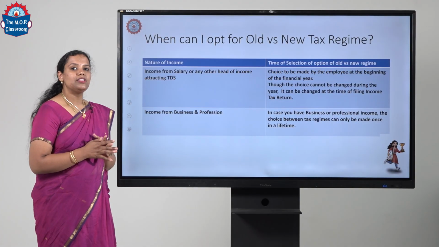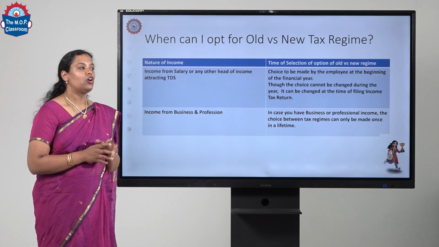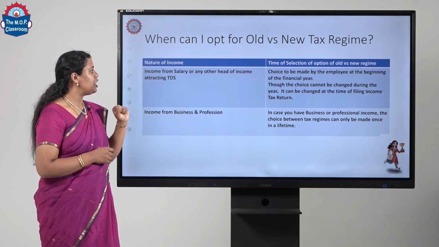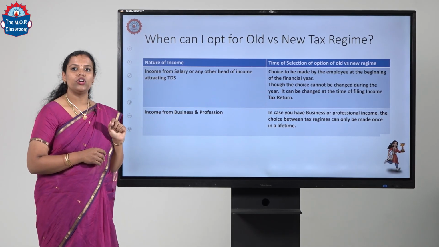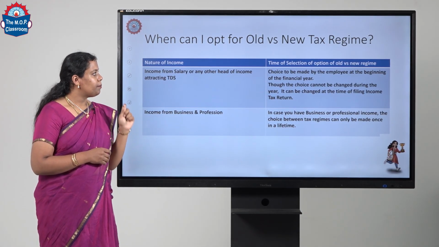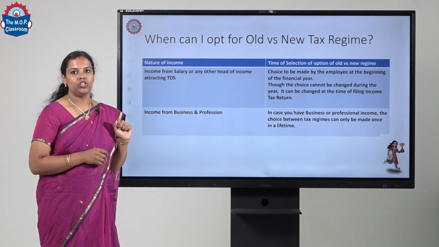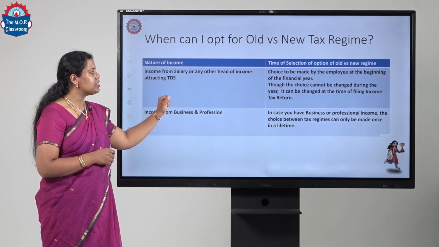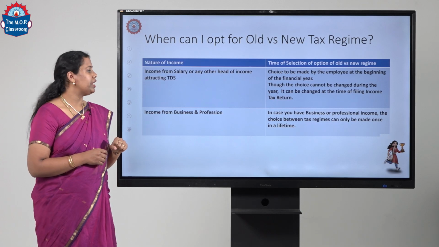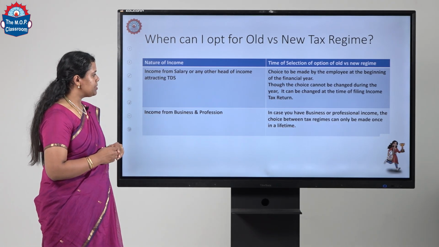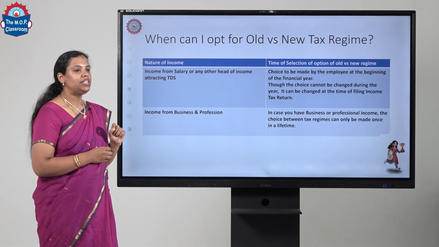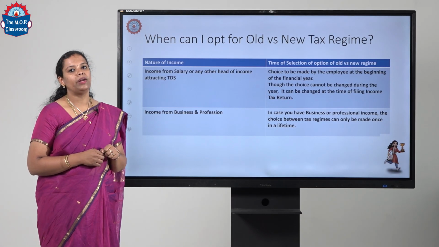In case you are a person who is receiving salary from an organization or any other head of income, then you will have to make a choice to your employer based on the decision that you've taken in the financial year, or in between you have a choice where you can change only at the time of filing your income. Then for income from business or profession, the choice between the tax regimes can be made, which can be more beneficial for you.